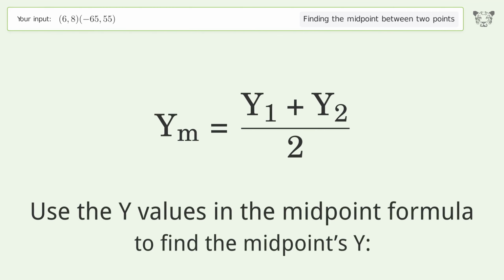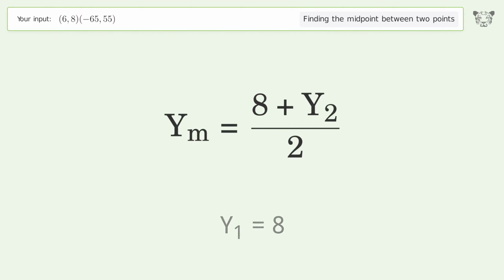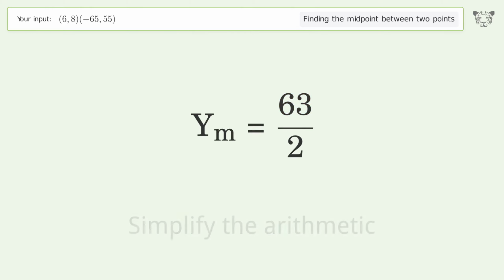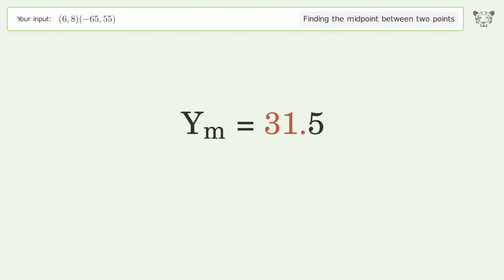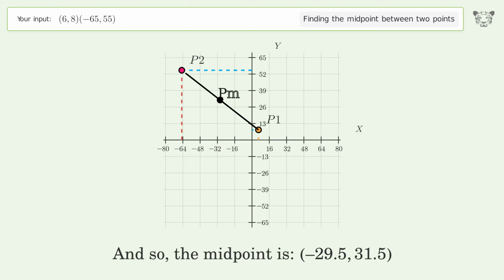Use the y values in the midpoint formula to find the midpoint's y. y1 equals 8. y2 equals 55. Simplify the arithmetic. And so, the midpoint is negative 29.5, 31.5.